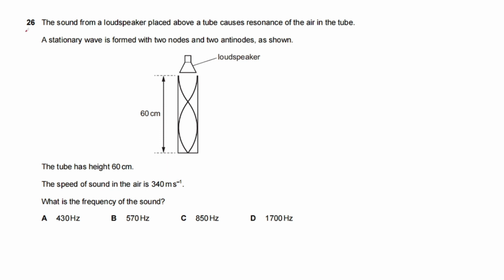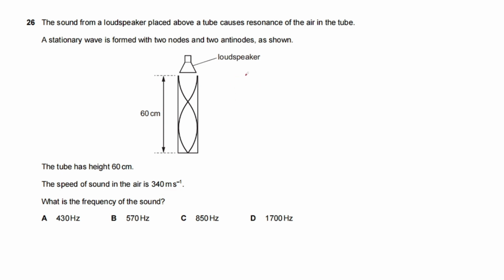Question number 26. The sound from a loudspeaker placed above a tube causes a resonance of the air in the tube. A stationary wave is formed with two nodes and two antinodes as shown. The tube has height 60 cm. The speed of sound in air is 340 meter per second. What is the frequency of the sound? You need to find out the frequency.